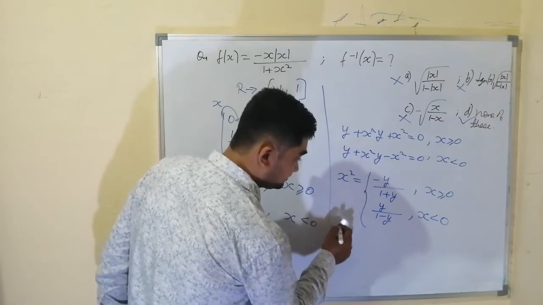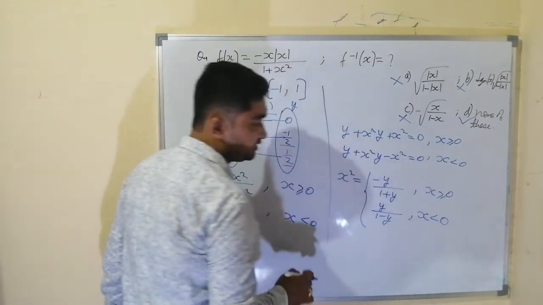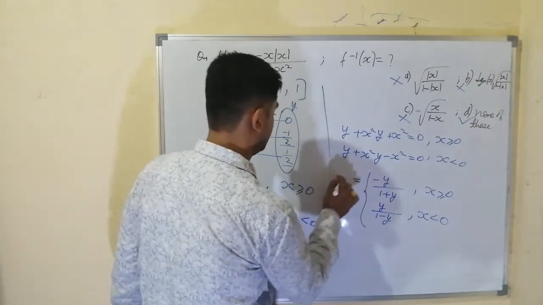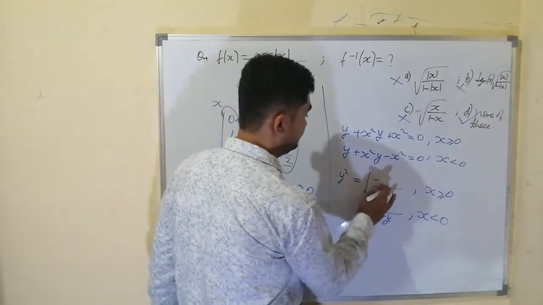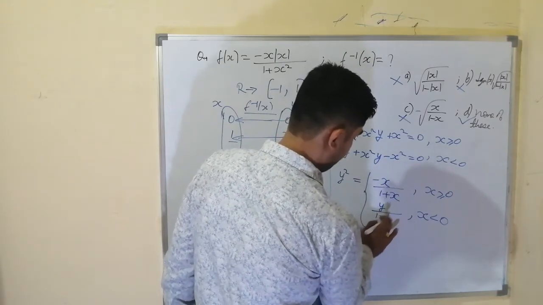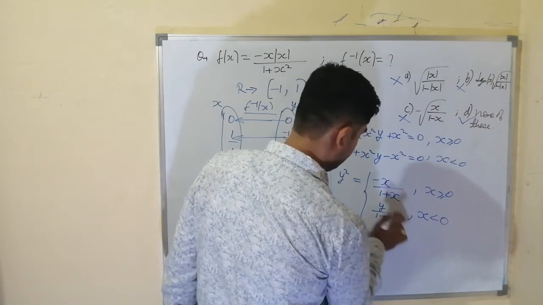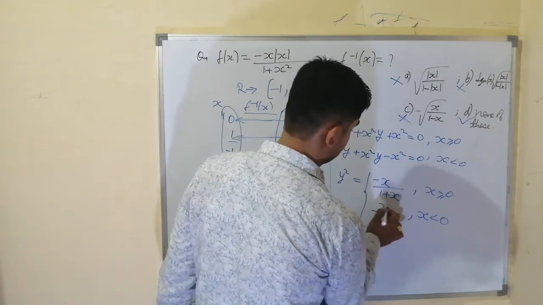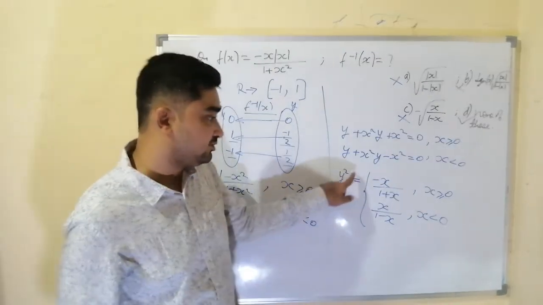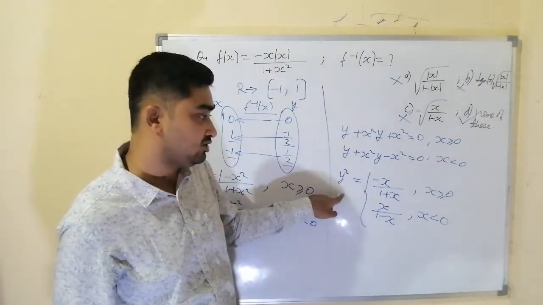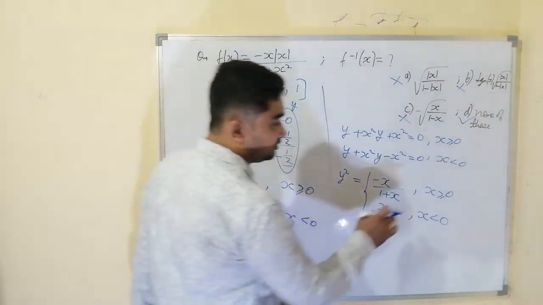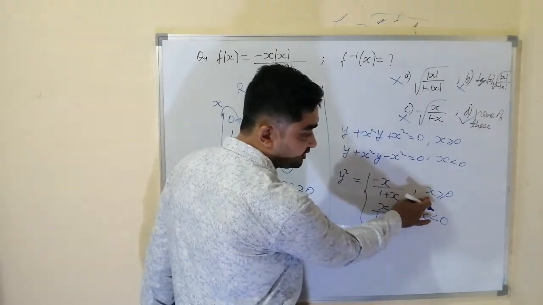Now, whenever x is positive, let us replace x with y and y with x. So this will become y square and here we will have x. So we have taken the inverse and we have defined the inverse in terms of x. So we have replaced x with y and y with x. So this y square represents f inverse x square. Y is now f inverse x because we have replaced x with y.